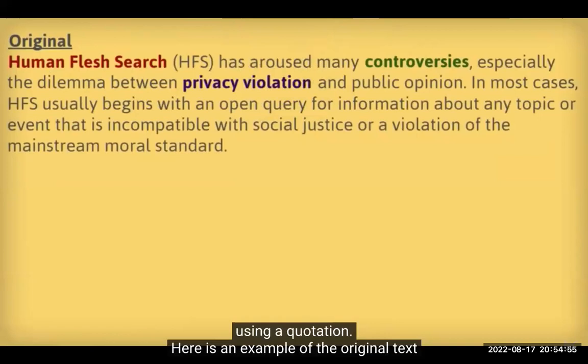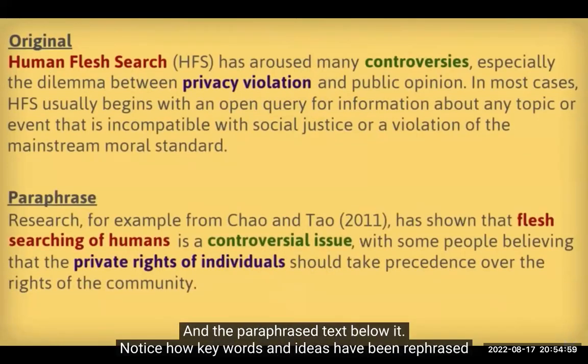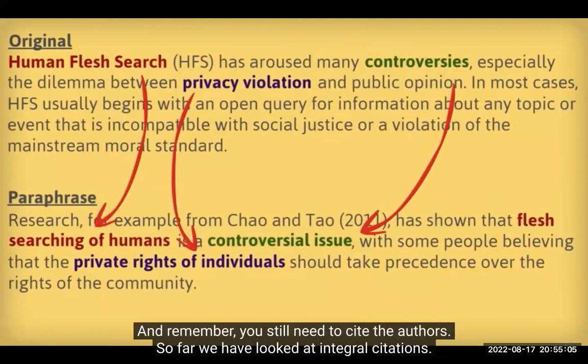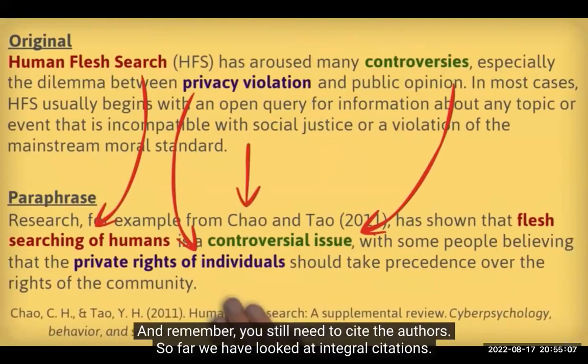Here is an example of the original text. And the paraphrased text below it. Notice how key words and ideas have been rephrased. And remember, you still need to cite the authors. So far, we've looked at integral citations.